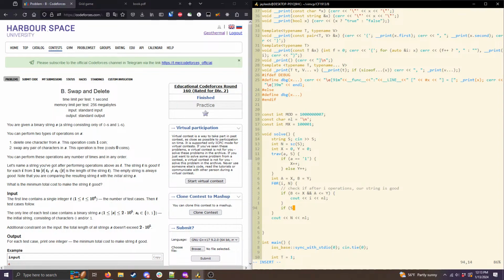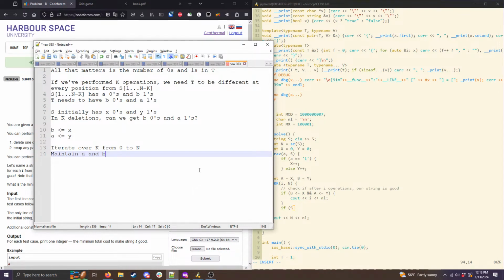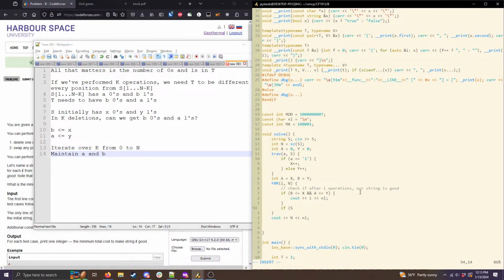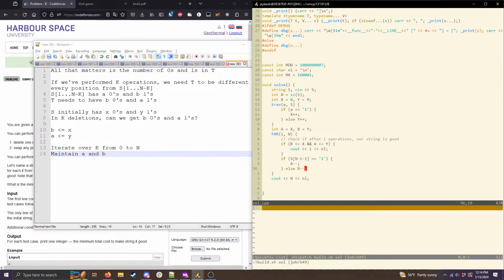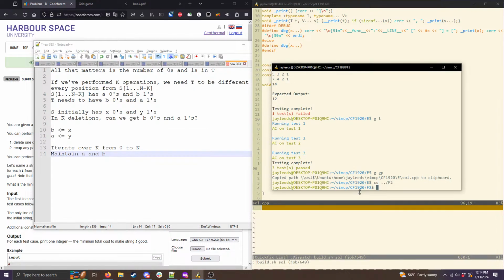And now the string that we're comparing to, we're looking at the last n minus i characters of s. So we need to remove the back character of s. So if n minus i minus 1, which is the ith to last character of s, is a 1, then we'll decrease a, and otherwise we'll decrease b. Okay.